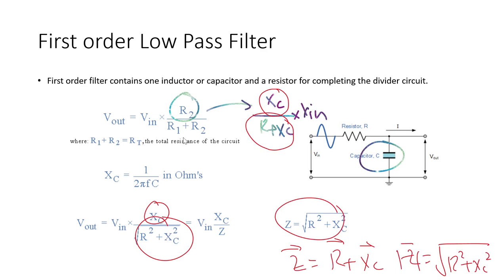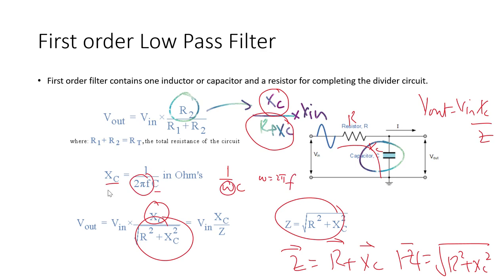This is replaced in this equation, so we can write this equation as V out is equal to V in times xc divided by z. Z is the total path resistance, so R and xc. Okay, now what is xc? Xc is the impedance of the capacitor in terms of ohm. So xc is 1 over omega c, and omega is 2 pi f. So omega is replaced as 2 pi f and c is written, and this gives us our xc.